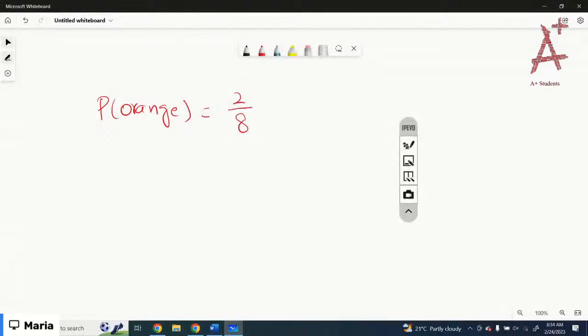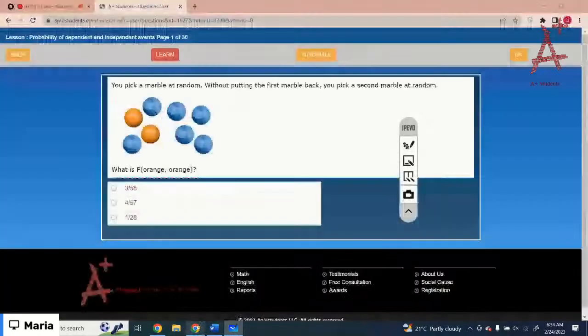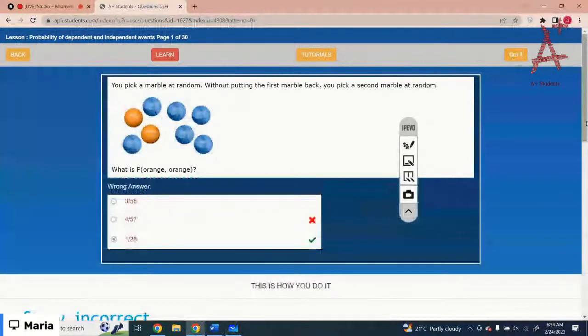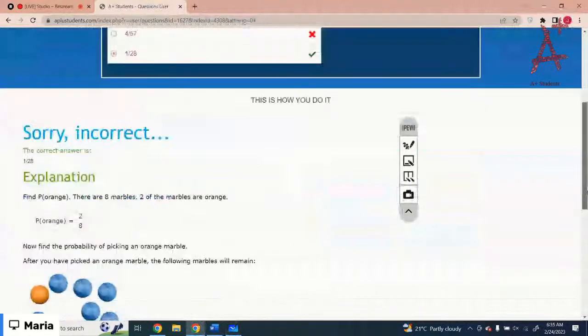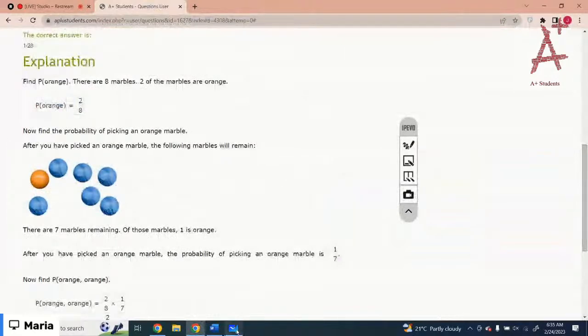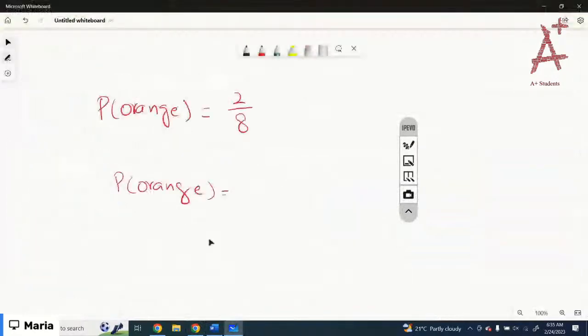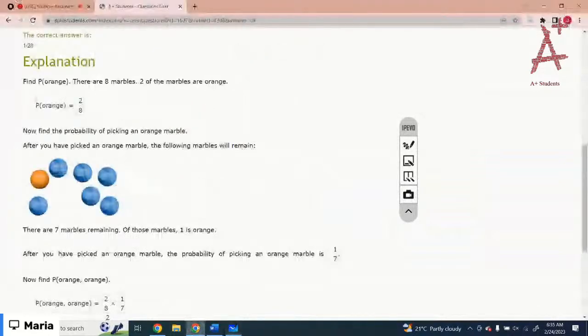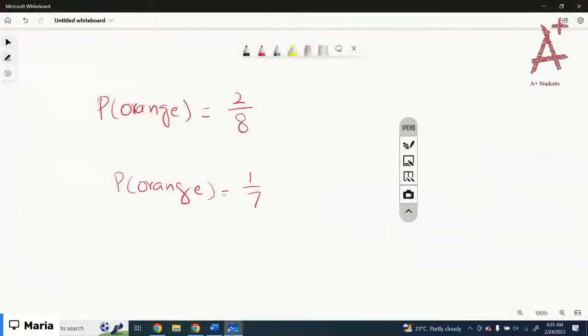Now for the second time, you have to calculate the probability of orange. They are dependent events. Okay, so the first time it is 2 by 8. Now for the second time, you already selected an orange marble. Got it? Now your outcomes are 7. Now the probability for the second time is 1, you can select just one orange out of the 7.